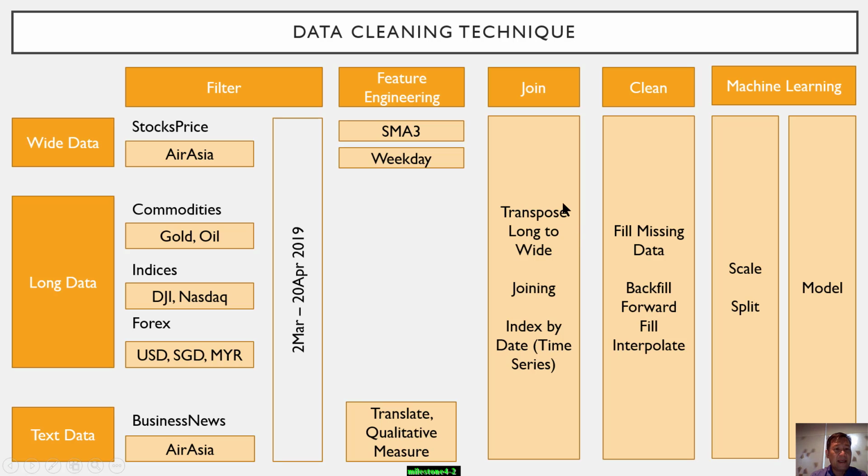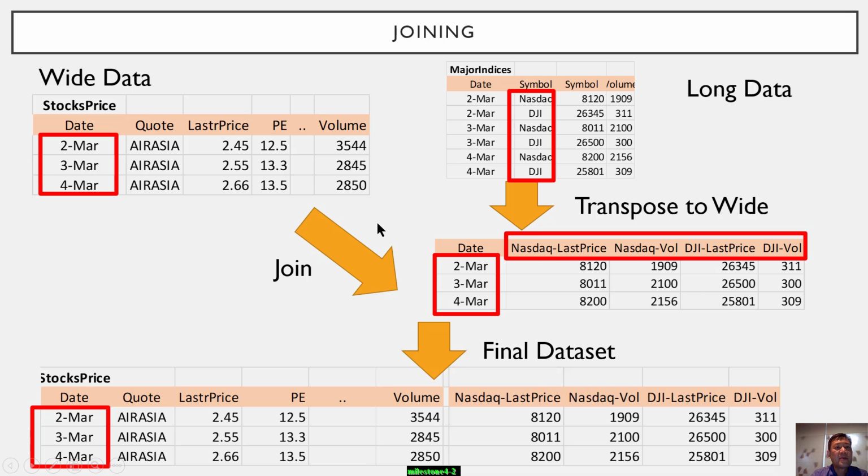Okay. We put everything into a big table by transforming and joining, and eventually we're going to index our data set by the date because this is a time series data set. I'm going to show you how we can clean the data using various methods here, and eventually you can scale, split, and model in machine learning.